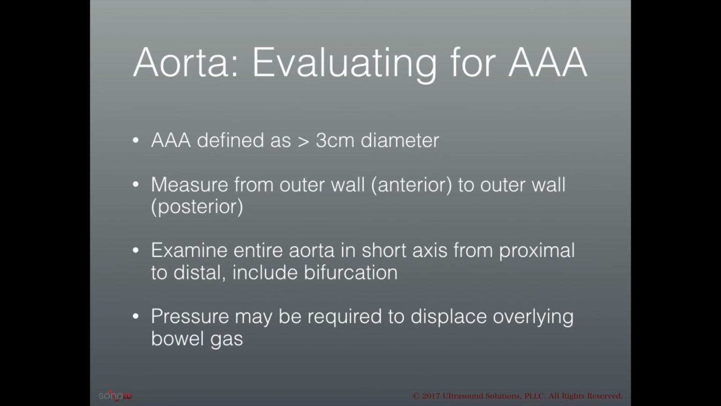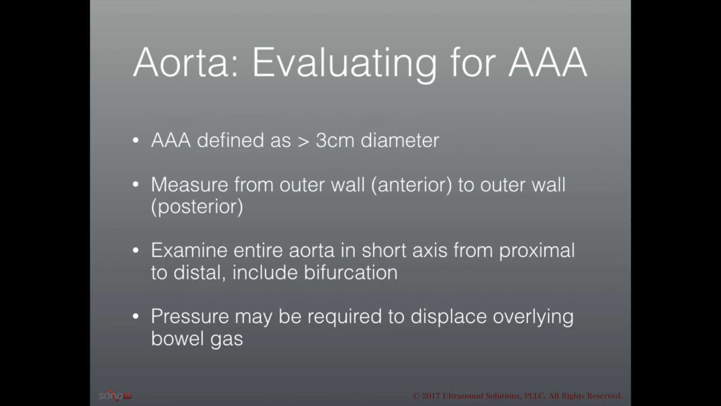Now, do make sure that you're assessing the aorta very closely, because you could have a small saccular aneurysm that may jut out just to one side or the other. But in general, because most of these aneurysms are more fusiform, we're going to measure the anterior to posterior diameter of the aorta.